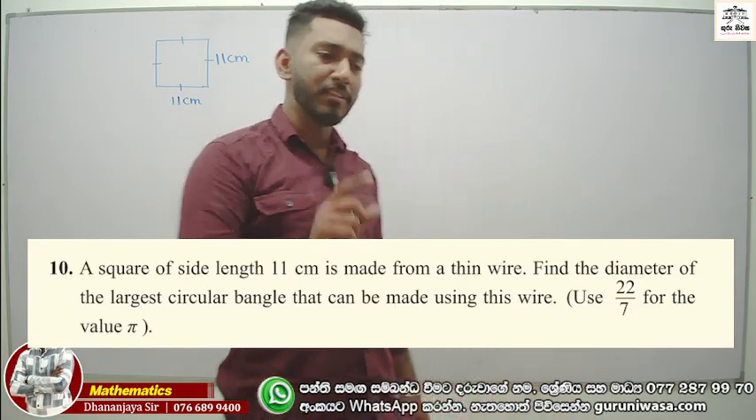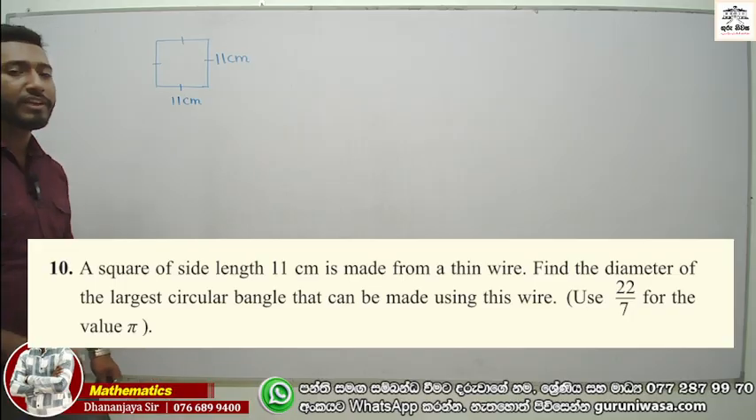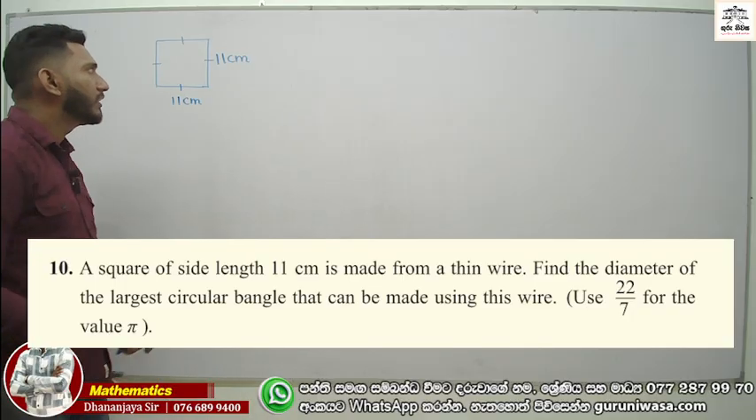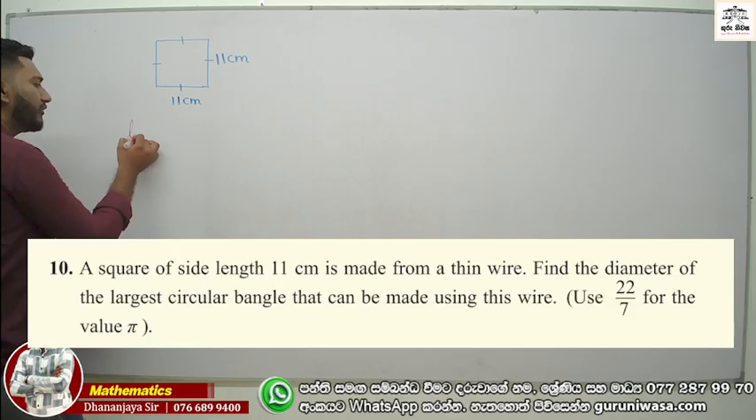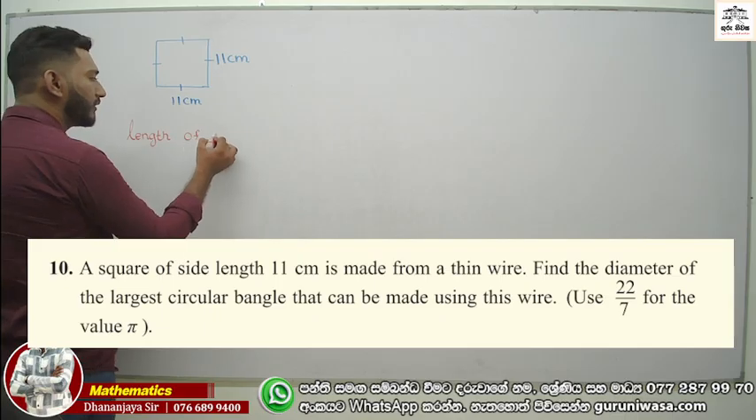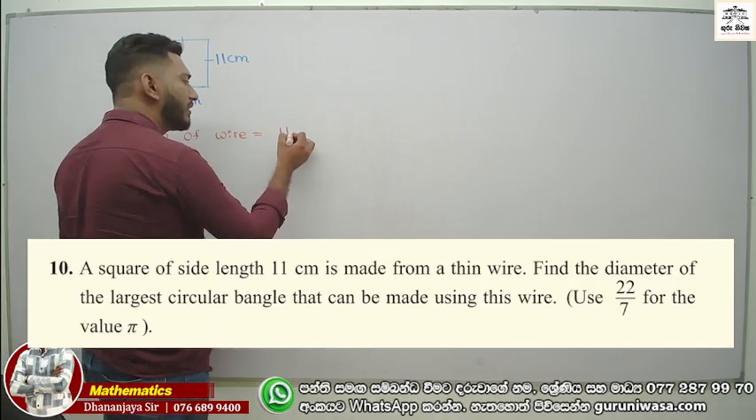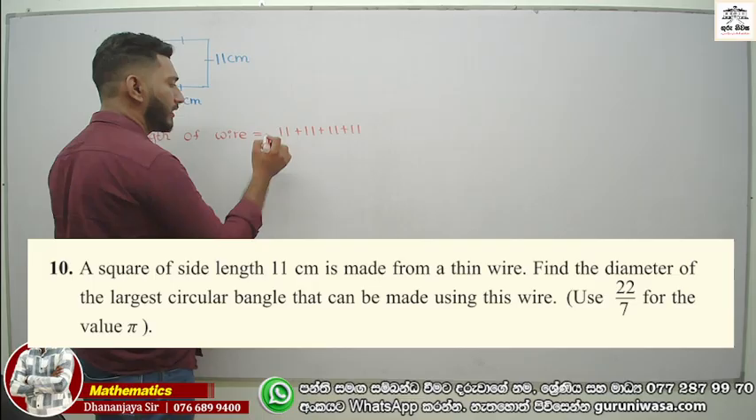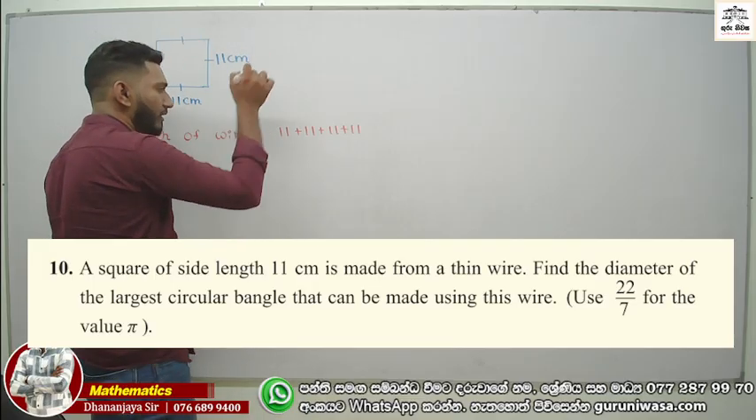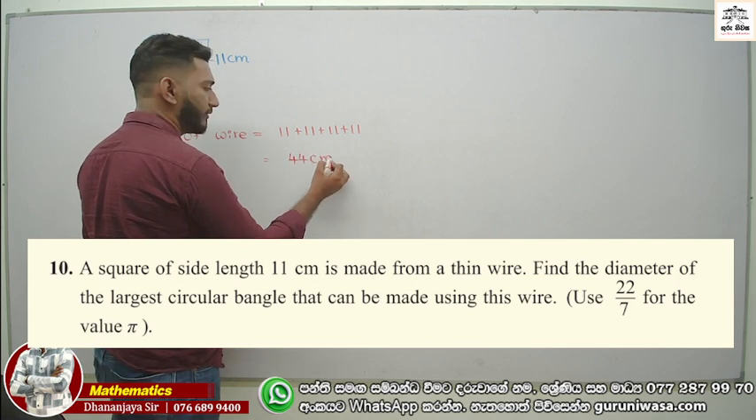And find the diameter of the largest circular bangle that can be made using this wire. Therefore, you need to find the length of this thin wire. Firstly, we have to find the length of the wire. It's equal to 11 plus 11 plus 11 plus 11, or 11 times 4, the perimeter of this square. Now the answer becomes 44 centimeters.